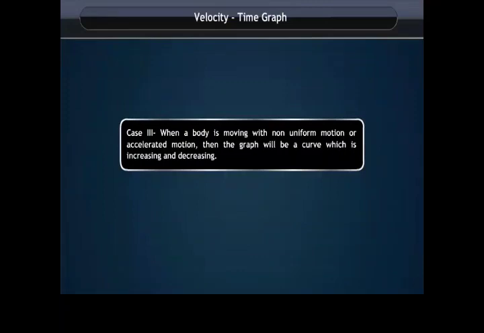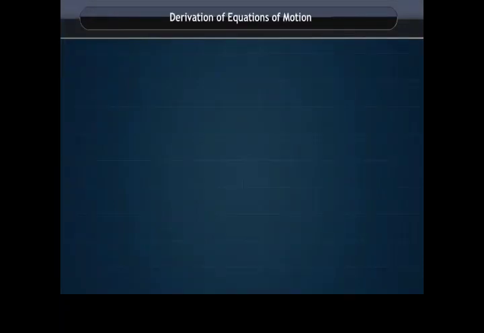Case 3. When a body is moving with non-uniform motion or accelerated motion, then the graph will be a curve which is increasing and decreasing. Derivation of equations of motion. There are 3 equations of motion. v = u + at. s = ut + 1/2 at².